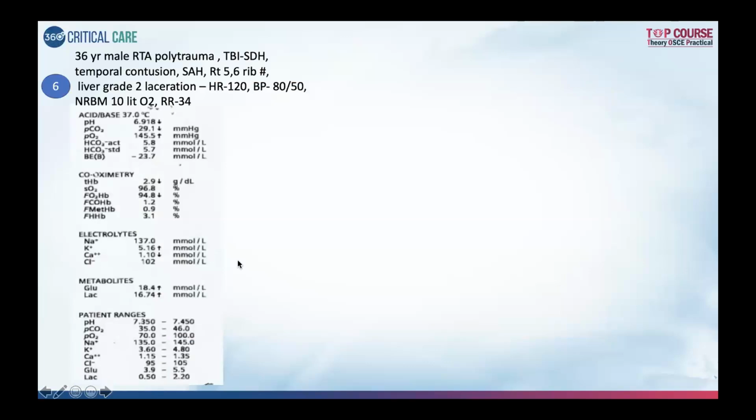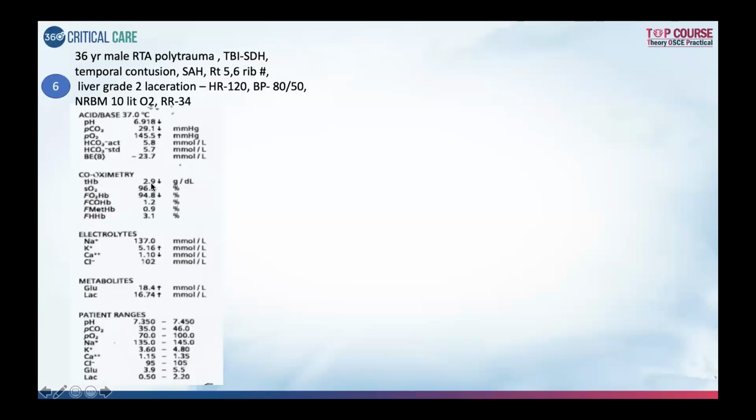So 36-year-old polytrauma, SDH, rib fractures, liver laceration, BP 80-50, NRBM 10 liters, okay, tachypneic, pH 6.9, PCO2 26, bicarb 5.8. Okay, so these are the main values. Look at the other findings also. Okay, base excess. Trauma, you have to note the base excess because it denotes the shock actually. Your classification of shock depends on this also.